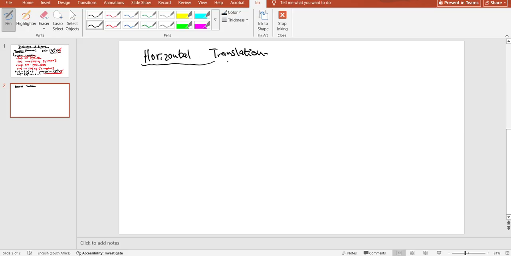I'm going slowly through this because I want you guys to fully understand this. So what does a horizontal translation look like? If the graph moves to the left, how does that look?